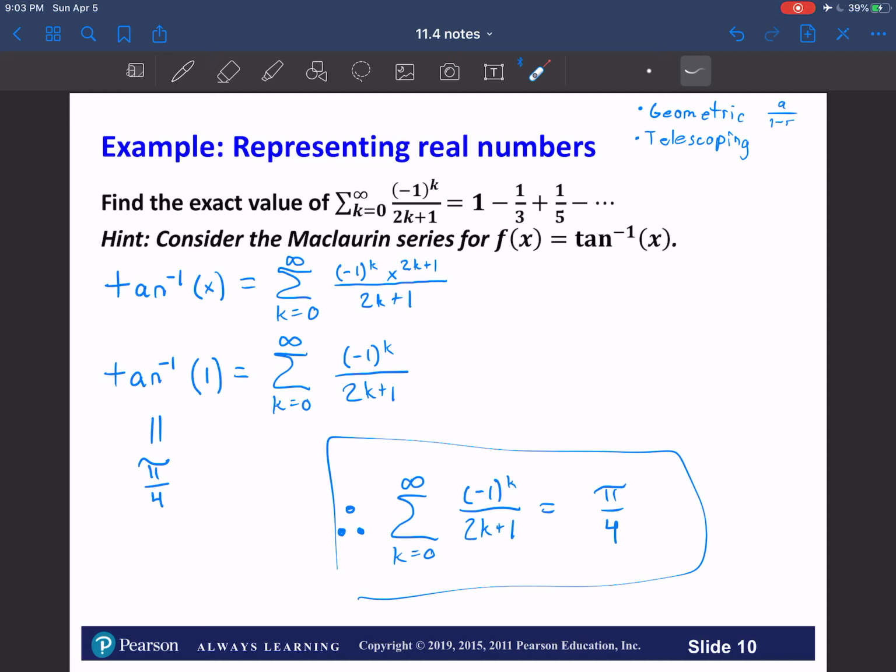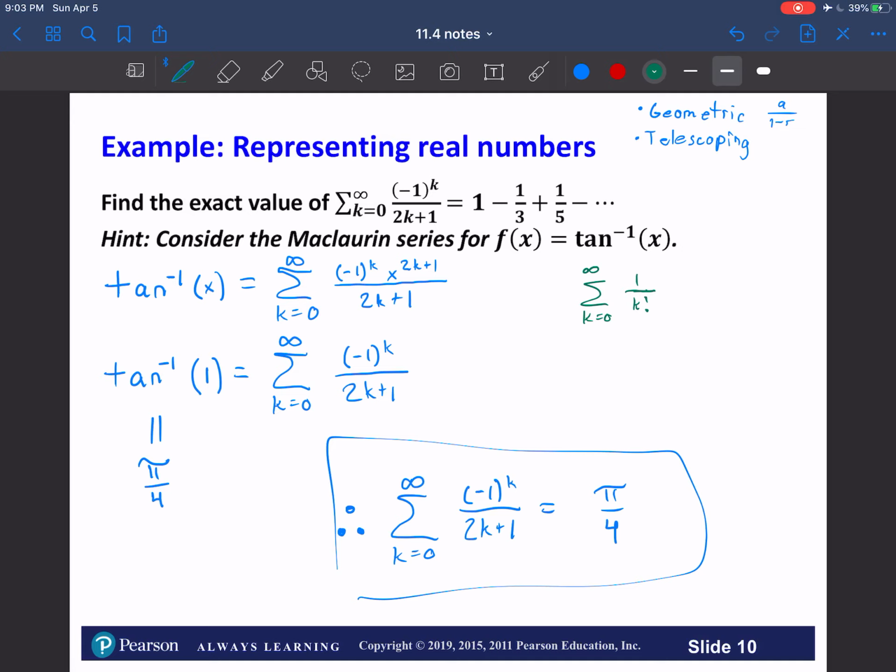And so, if we were to ask you a slightly different problem, for example, estimate the sum from k equals 0 to infinity of 1 over k factorial, what series would you use here? I want you to think about it. Maybe pause the video.